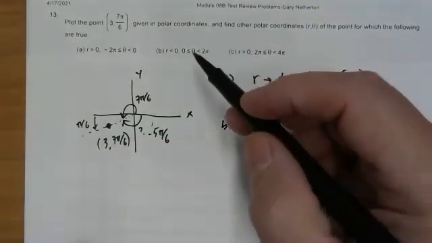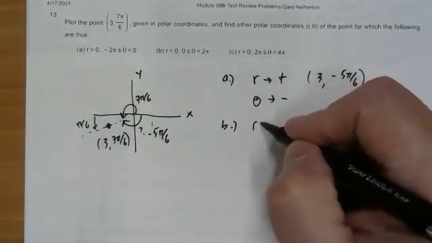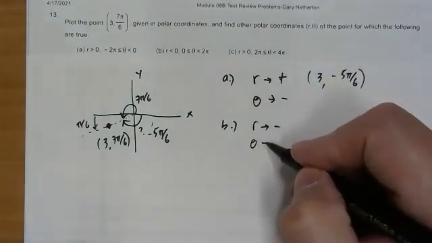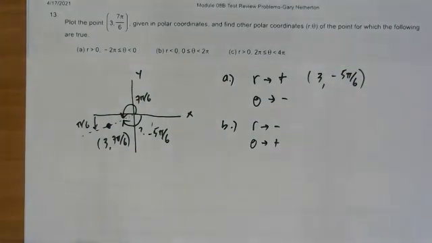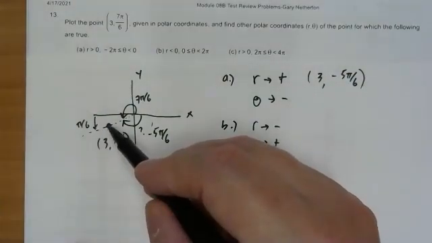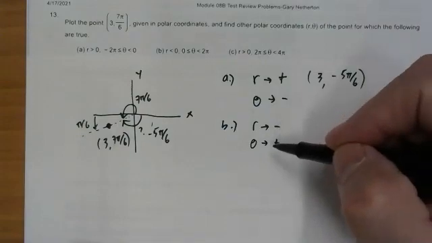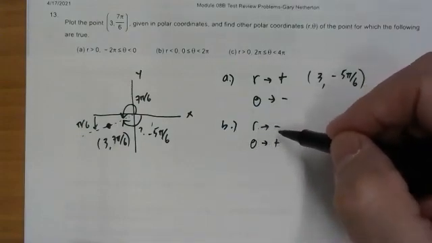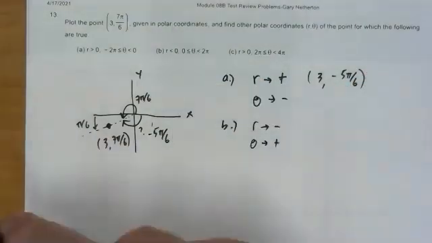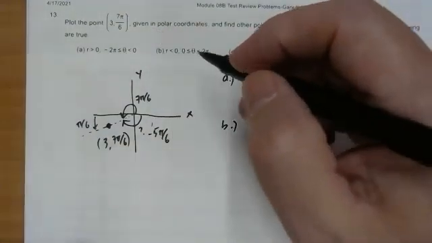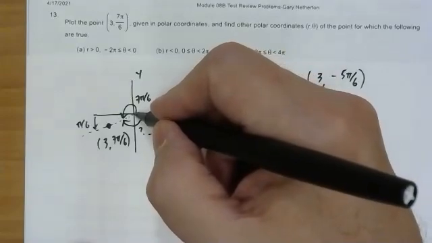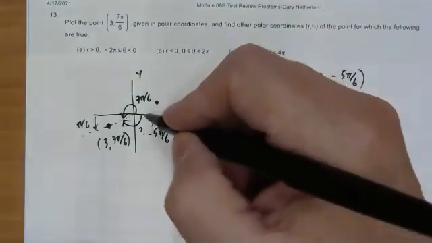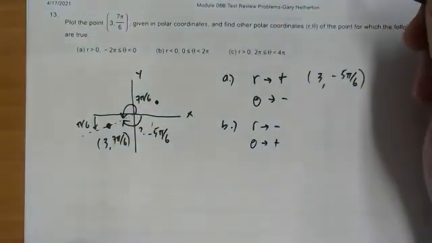For part B, now they say they want r to be negative and they want the angle to be positive. So once again, I need to end up back at this point, but I need to have r negative and theta positive. Since r is going to be a negative number, I know it's going to flip to the other side. So I need to end up right about here with my angle, and then the negative r, we'll put it here.